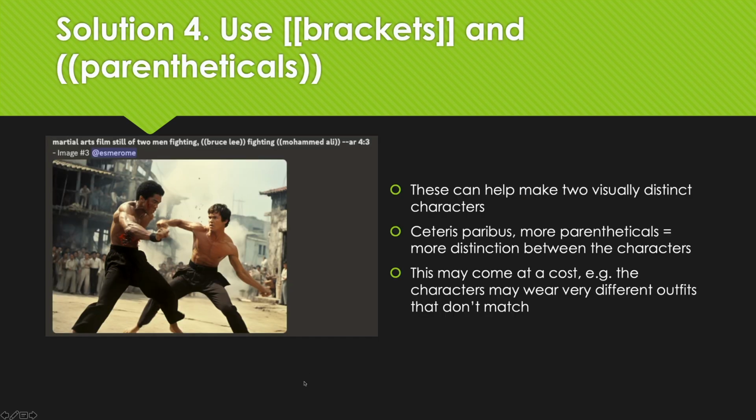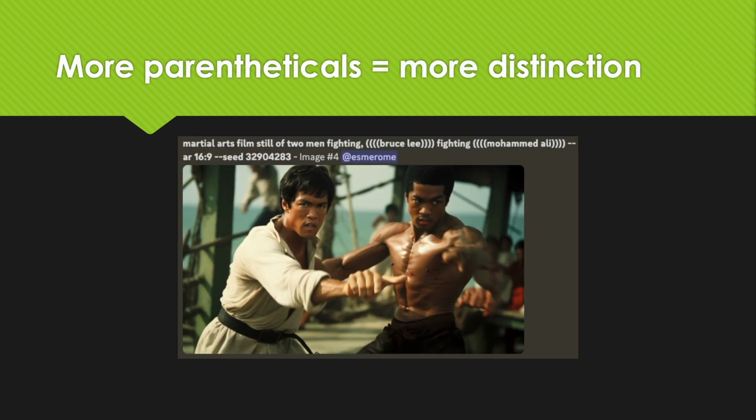So you can use brackets and parentheticals. These can help make two visually distinct characters. Ceteris paribus, all things being equal, more parentheticals is more distinction, but this may come at a cost. For example, the characters may wear very different outfits that don't match. That's not really the case here. Here they're both shirtless, but sometimes you can have one character dressed for a wedding and the other character dressed for lying on the couch. So we add more distinction.